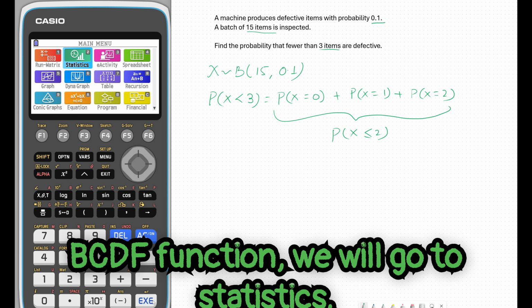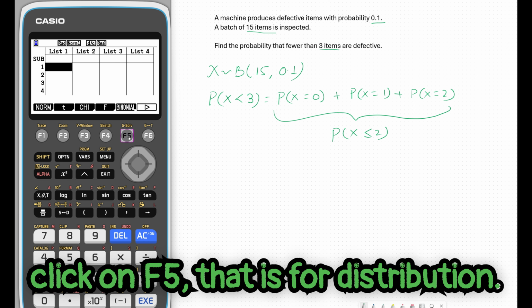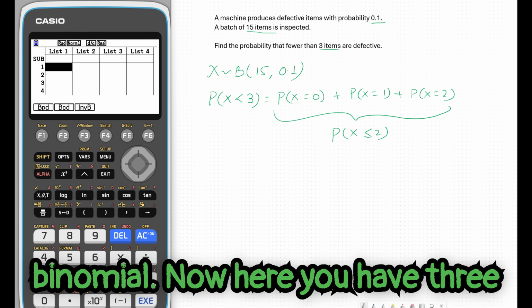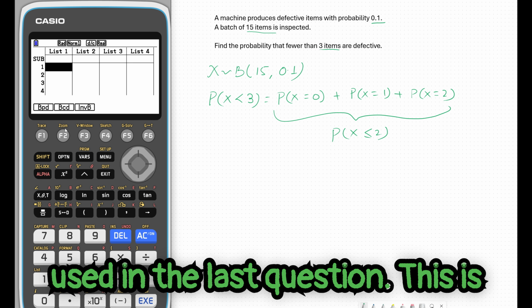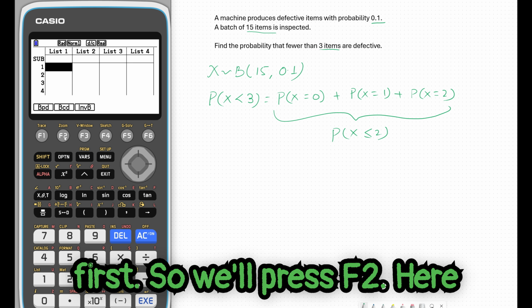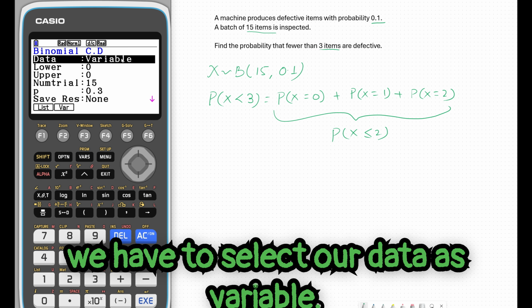In order to use the BCDF function, we will go to statistics, click on F5, that is for distribution, then again press F5, which is for binomial. Now here you have three options. F1 is for BPD, which we used in the last question. This is BCD. This is what we would like to use first. So we'll press F2.